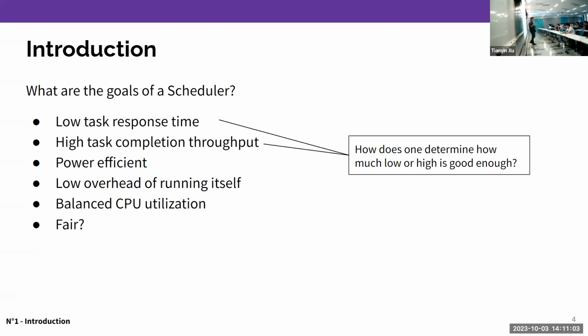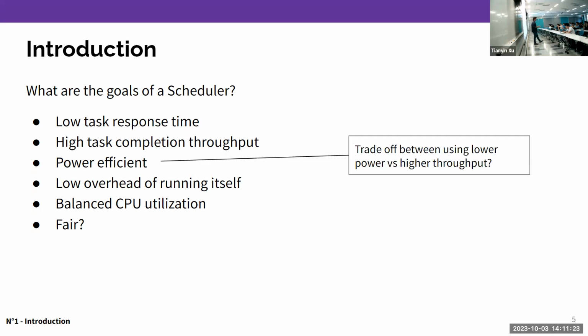So when we talk about low total response time or high throughput, how much is low and how much is really high, right? When I say I want a lower task response time, I would say I want 0, right? That's the best thing, but that's not possible in the real world. So you have to define boundaries on what you really define as low and high for your task response time and throughput.